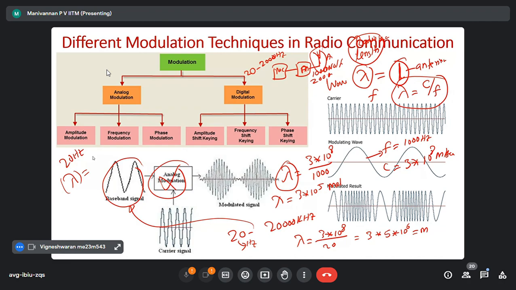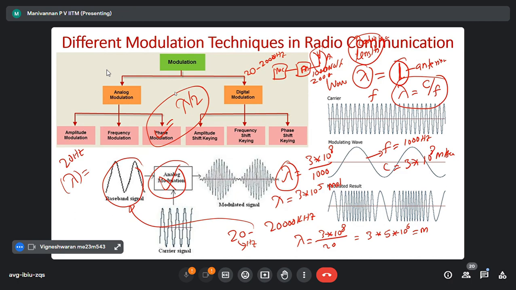There's a formula; I will tell you next class. They say a minimum of half a wavelength is better. Lambda by 2 should be the antenna length for good reception. Now, what should be the antenna length if I directly transmit 20 hertz? It will be kilometers, sir.